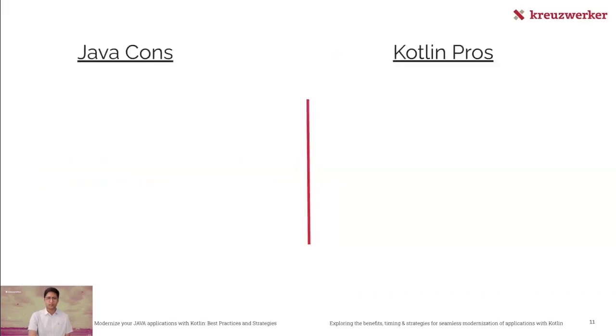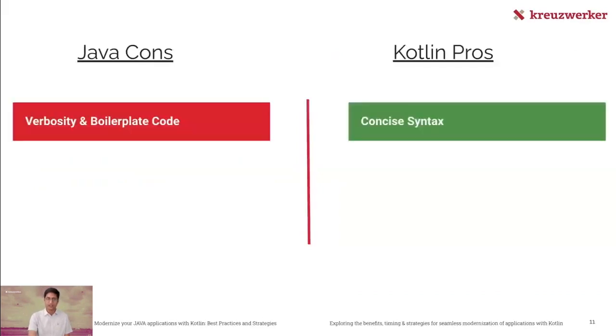Any guesses on what's the biggest selling point could be? Well, it's the concise syntax. Java can be verbose, and it requires more lines of code compared to Kotlin to achieve the same functionality. This can make the code base larger and harder to maintain. It, by default, also requires more boilerplate code for common tasks.